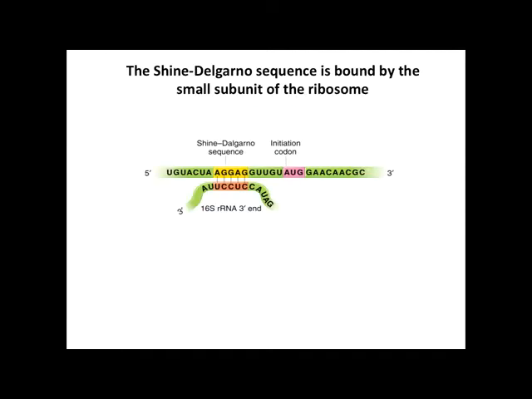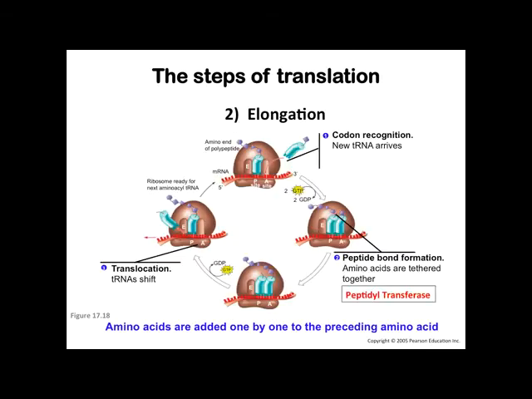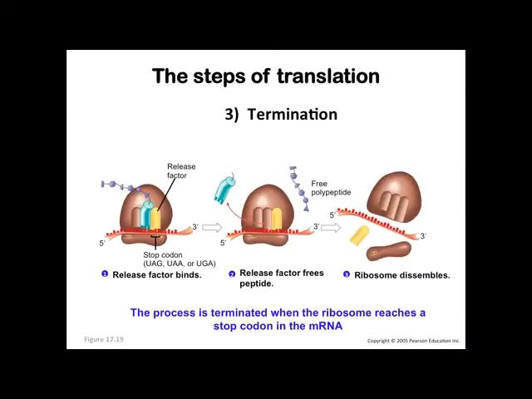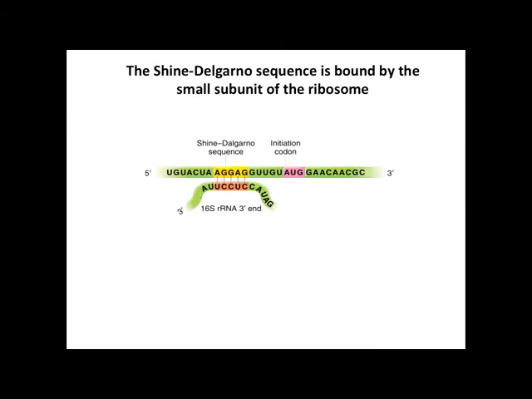So I mentioned that the small subunit of the ribosome binds to this mRNA binding site, which is upstream of the start codon. So you can see it's before the start codon on the 5' side. In bacteria, this is what's called the Shine-Dalgarno sequence. It's about 5 to 8 nucleotides upstream of the start codon, or the initiation codon.